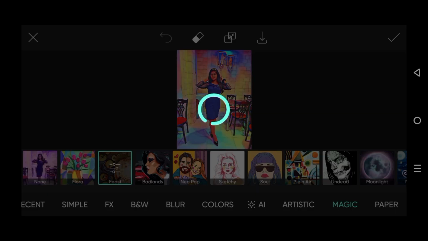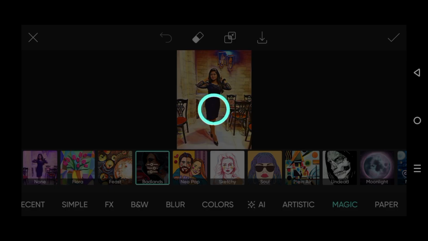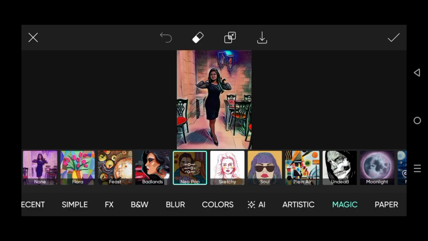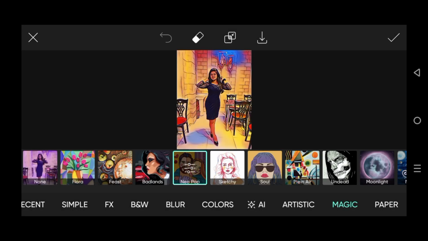And that's a Feast. Here I am trying that Feast effect on it, and the other one is Badlands, and here next to it is a New Pop effect, which I am going to put on it, and the other one is Sketchy. That I have to choose.